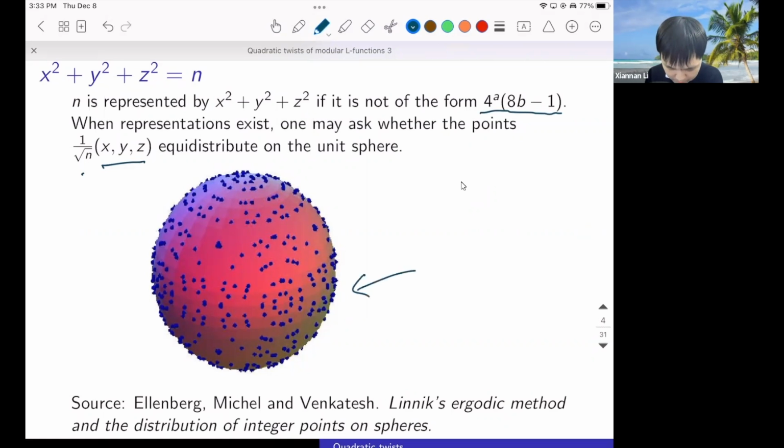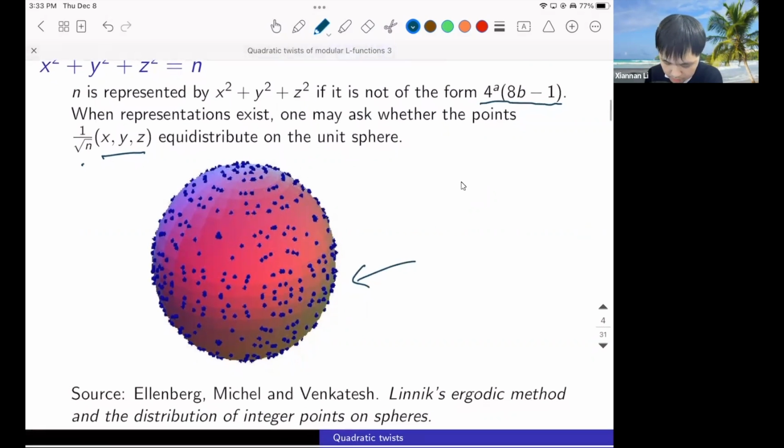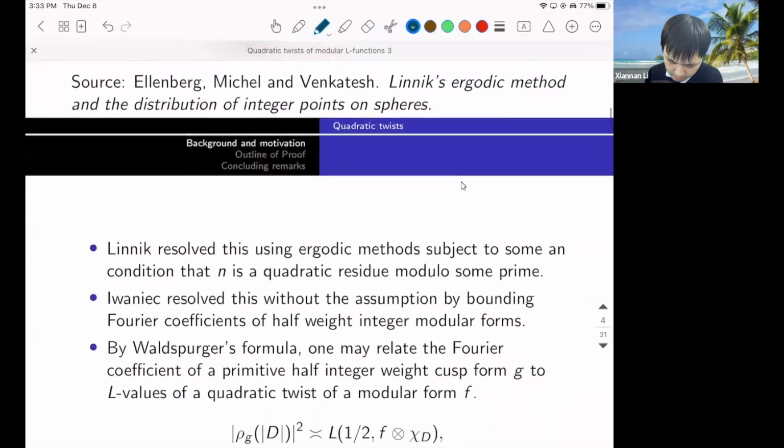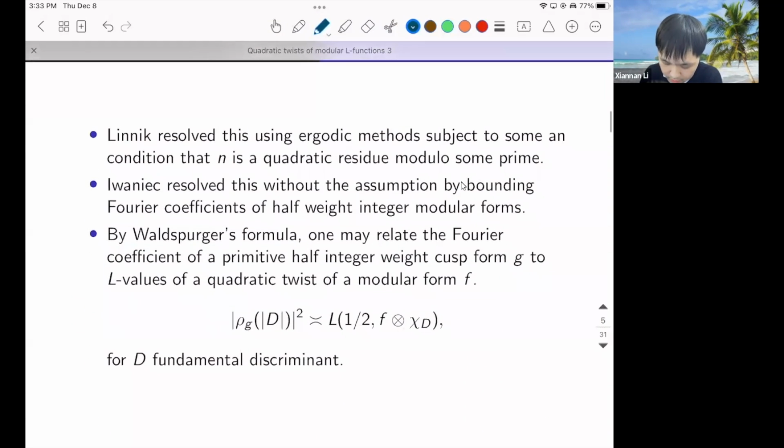I should mention I took this picture from a paper of Ellenberg, Michel, and Venkatesh. Linnik resolved this using ergodic methods, but subject to some condition that n has to be a quadratic residue modulo some prime. This condition is somewhat unnatural, and Iwaniec was able to remove this condition by considering the Fourier coefficients of half-integer weight modular forms. To be precise, he proved some non-trivial bounds on these Fourier coefficients, and this, through some more standard methods, was able to resolve this issue.